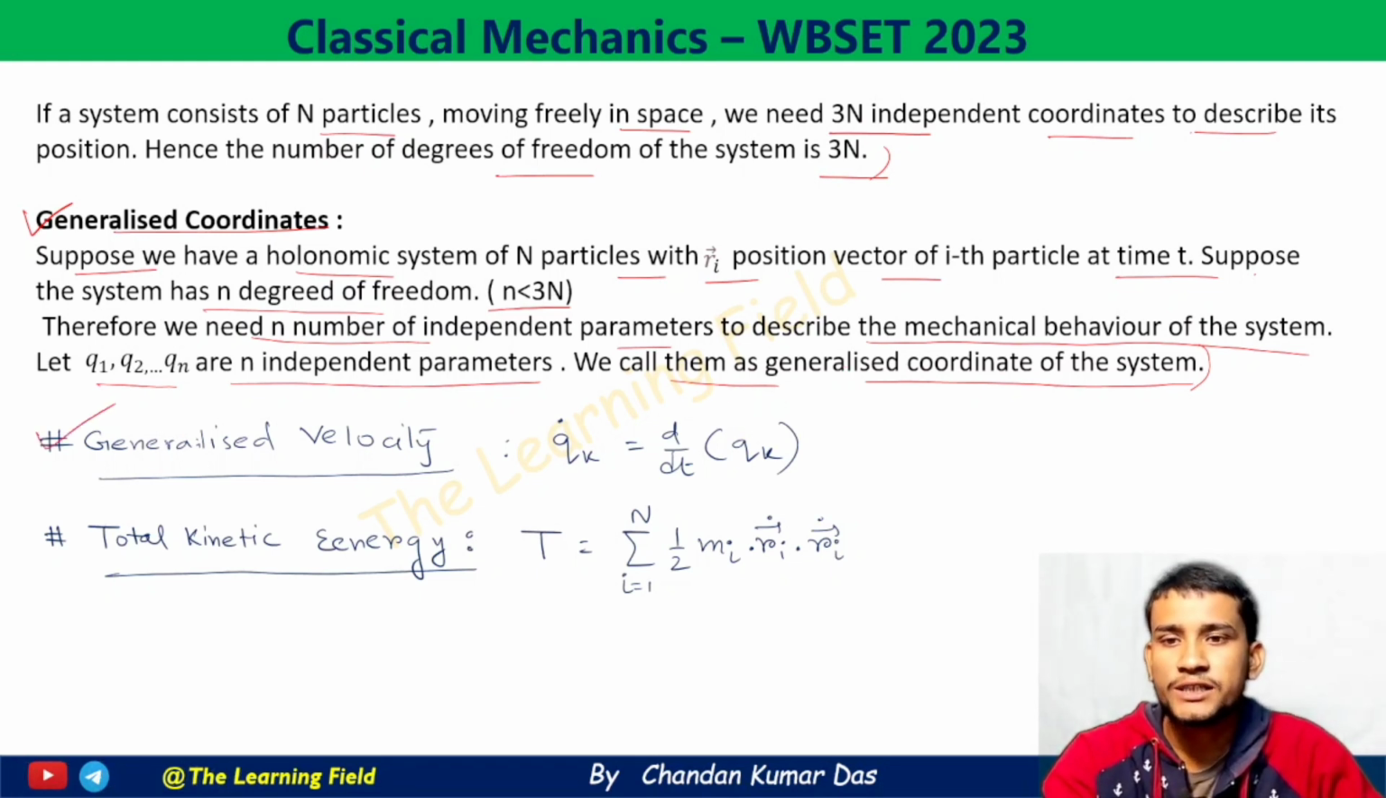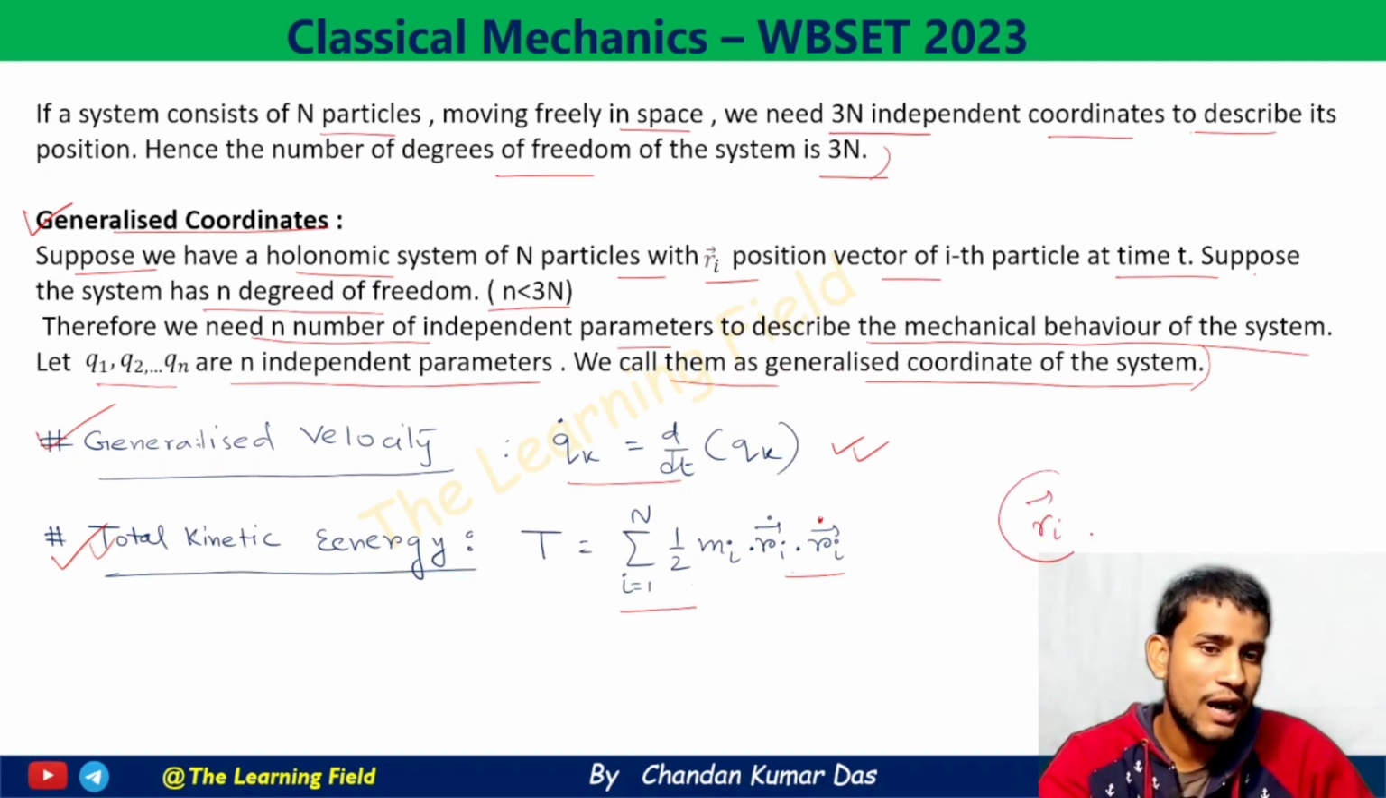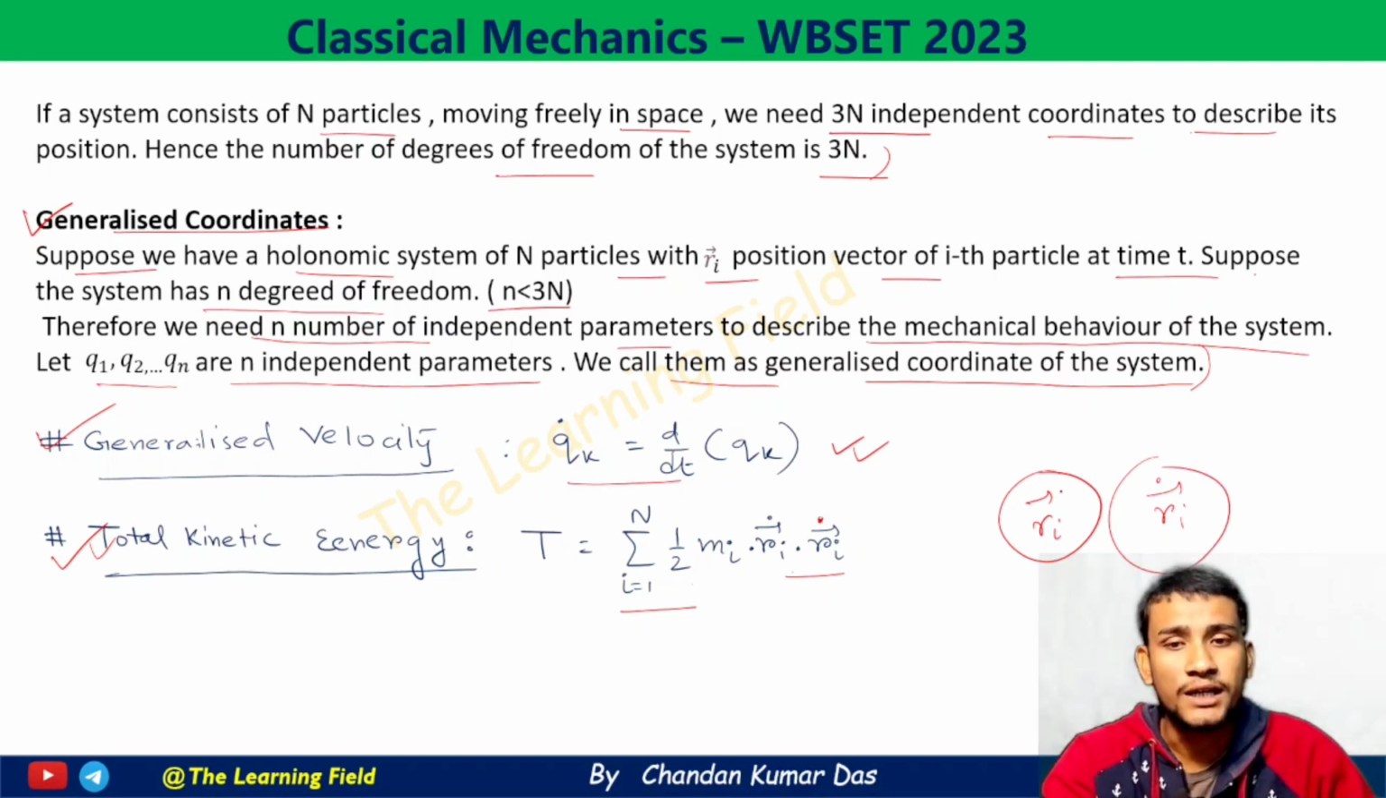Now generalized velocity: qk dot equals d/dt of qk. This quantity is known as the generalized velocity of any particle of any mechanical system. Now the total kinetic energy of the system, T equals summation i equals 1 to n of half mi ri dot into ri dot. These are vector quantities, because ri is the position vector of the ith particle and ri dot is the velocity vector of the ith particle. So this is the kinetic energy.